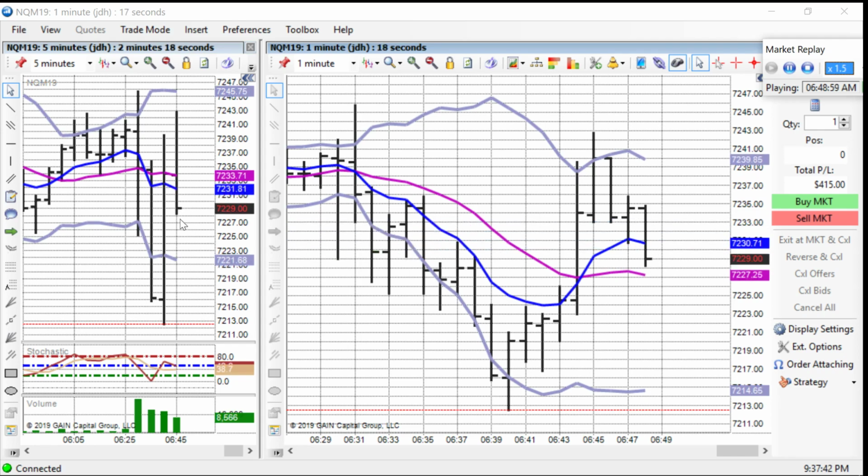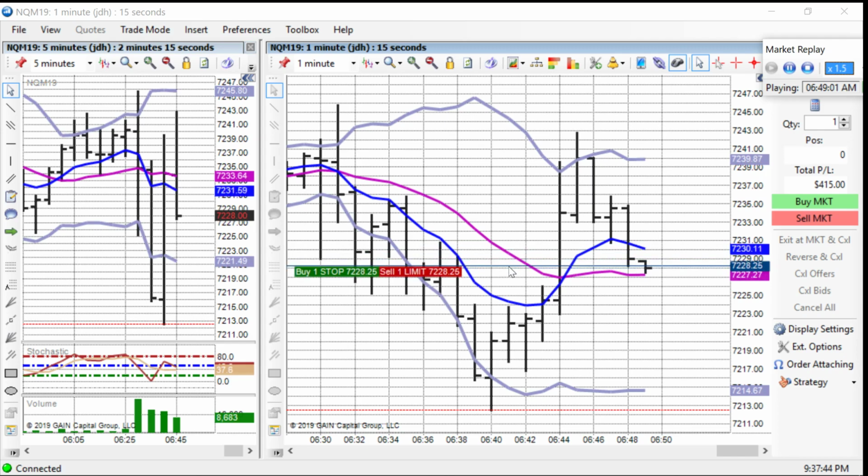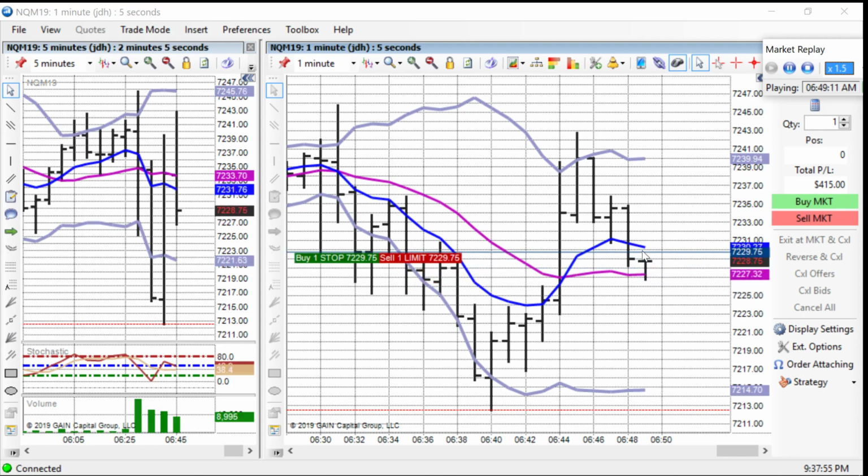So all these things right here. I'm still waiting for a better crossover on the 1-minute chart, but that's a signal that's pretty convincing that it's going to try to go short here. If you look at what's happening in the 5-minute chart, that's heading down.